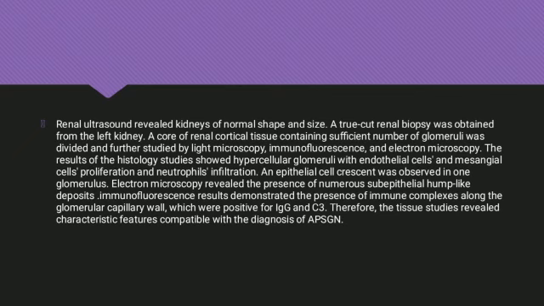Electron microscopy revealed the presence of numerous subepithelial hump-like deposits. Immunofluorescence results demonstrated the presence of immune complexes along the glomerular capillary wall, which were positive for immunoglobulin G and C3. Therefore, the tissue studies revealed characteristic features compatible with the diagnosis of APSGN.